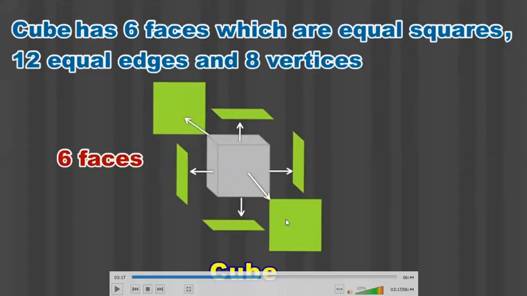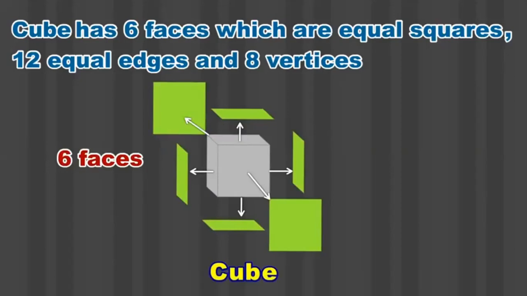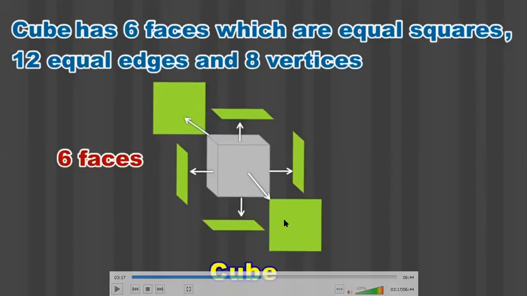This is the first one, front. On the right side, second. Top of this, third. This is just opposite to this, fourth one. On the left side, fifth one. And on the bottom, sixth one.